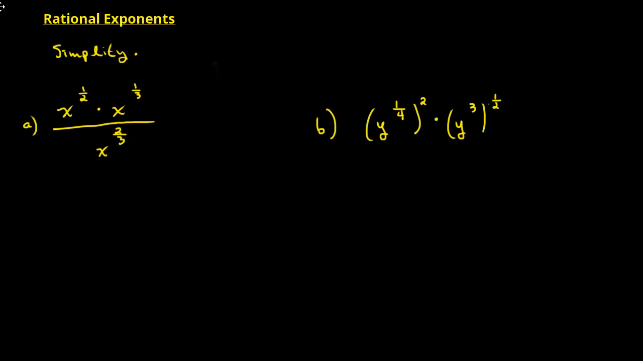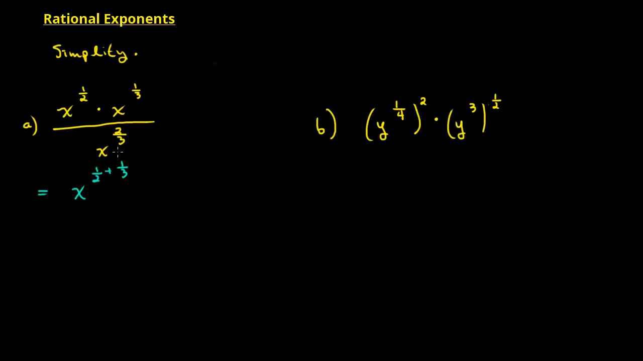Here we're told to simplify, and we have a bunch of rational exponents. So we can go ahead and use the exponent laws to simplify this. If we have x to the power of 1/2 times x to the power of 1/3 divided by x to the 2/3, remember that when we multiply powers of the same base, we add the exponents. So this is equal to x to the power of 1/2 plus 1/3.